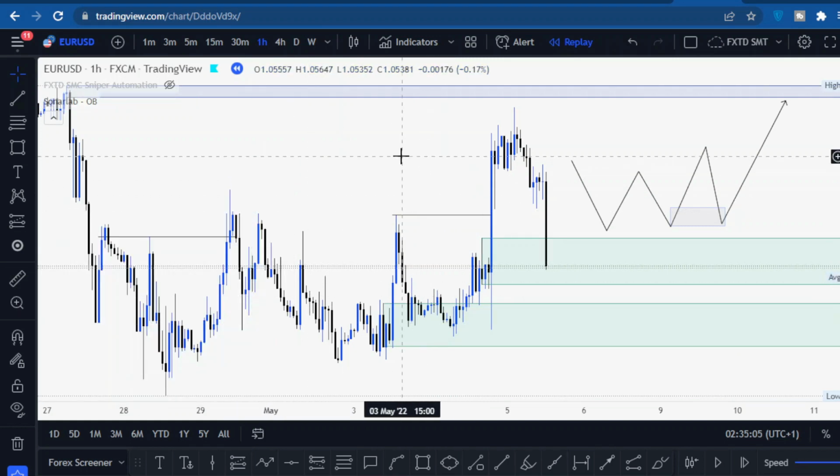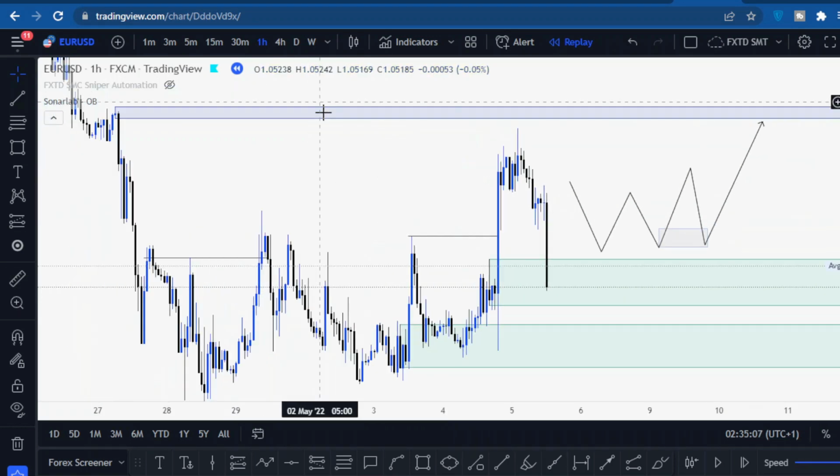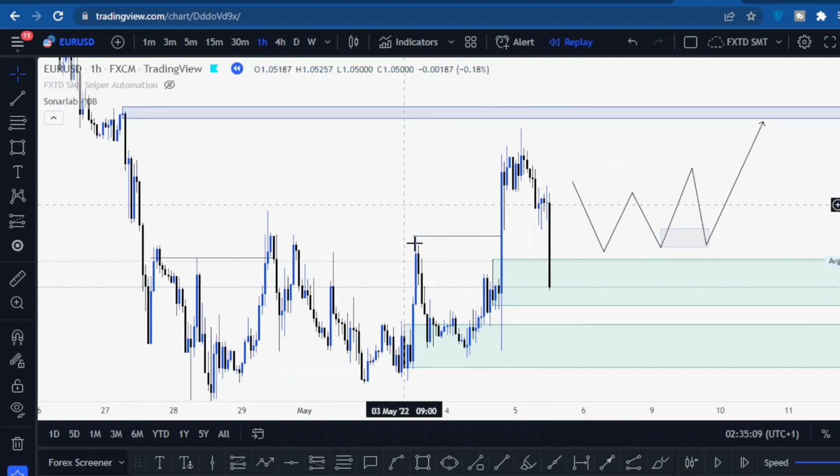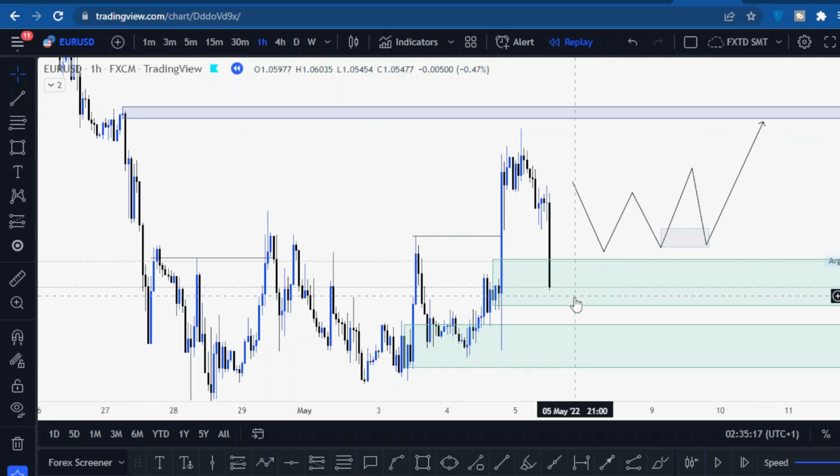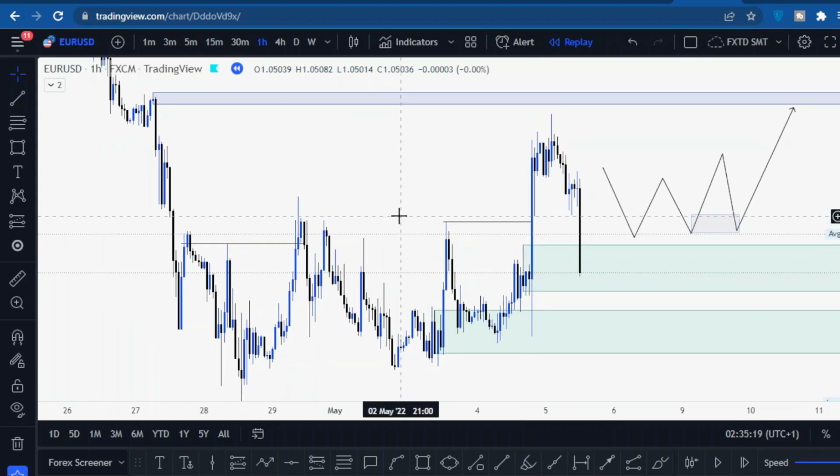What you want to do next, once you have been able to identify order blocks and you've seen that this is a possible point of interest, is very simple. You wait patiently for price to get in, as price has gotten here now.